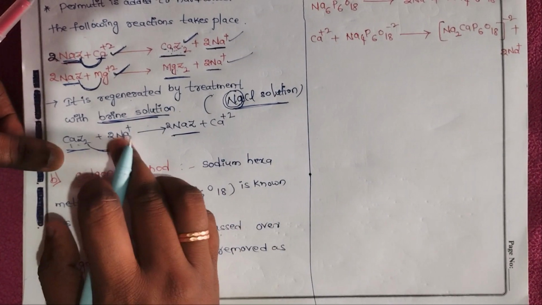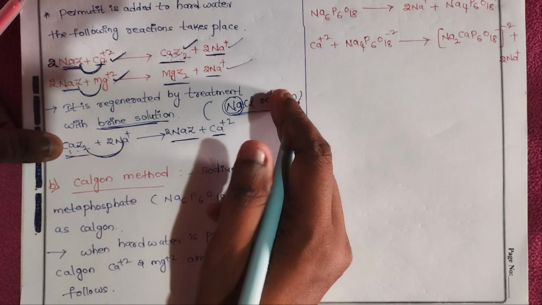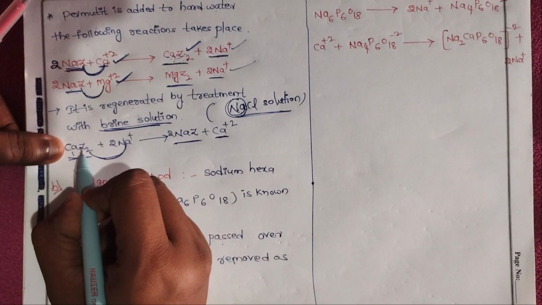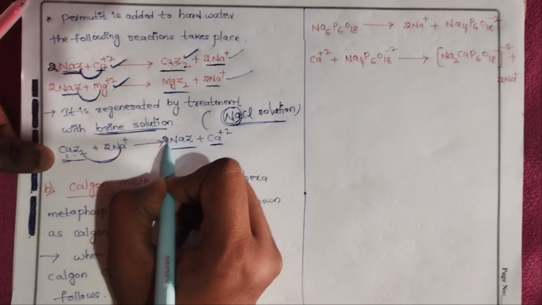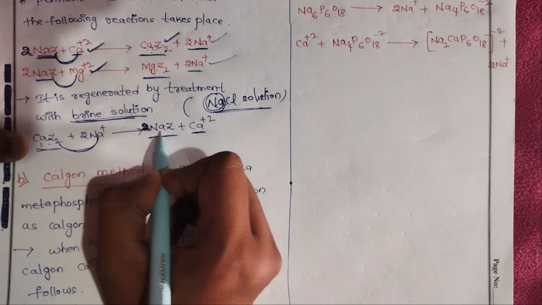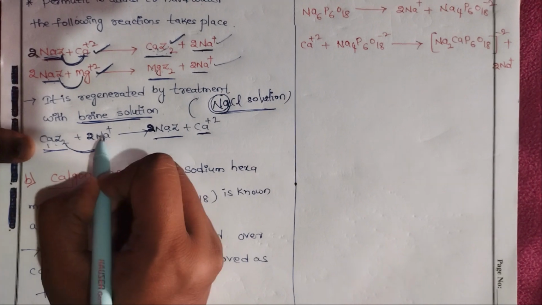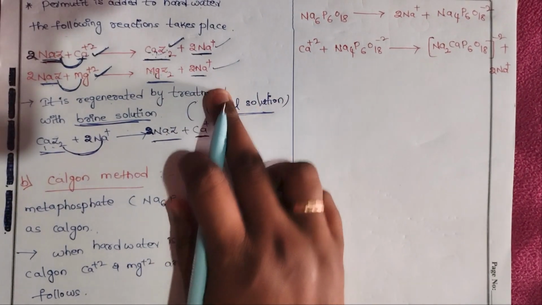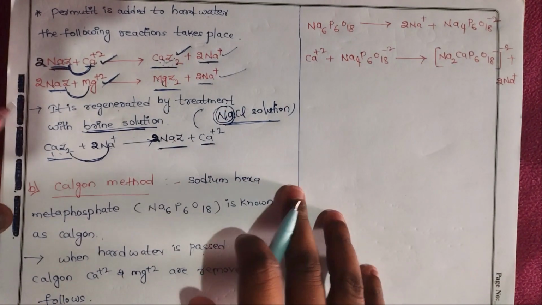NaZ, and remaining which ions are present? Calcium ions are regenerated. 2Z is there, so for the balancing purpose, before NaZ we have to use 2. How many sodiums are there? 2 sodiums. So this is the ion exchange method, which is useful for removing hardness of water.